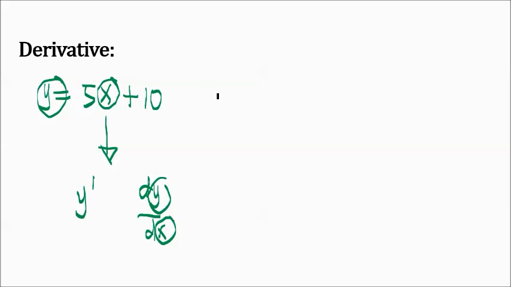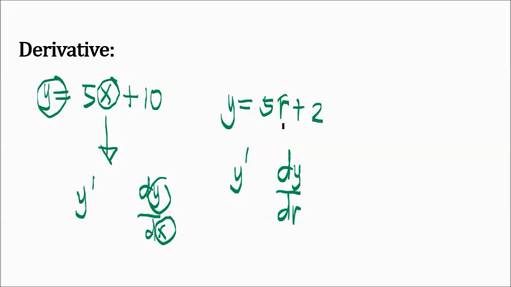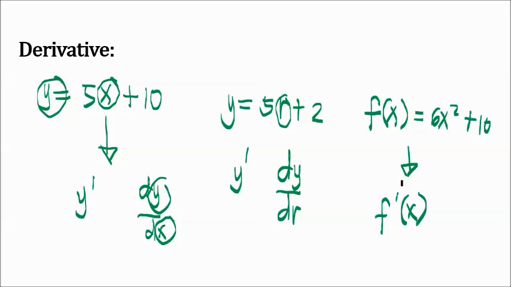If you're given, for example, y is equal to 5r plus 2, then you can also write the derivative as y prime, but for another notation that would be dy all over dr, because here your variable is r. Another one, we can express a function as f of x. For example, f of x equal to 6x squared plus 10. Here you can write the derivative as f prime of x. So basically, y prime and f prime of x are the same, so you can just use them depending on your given.